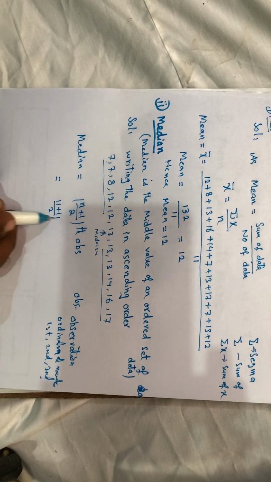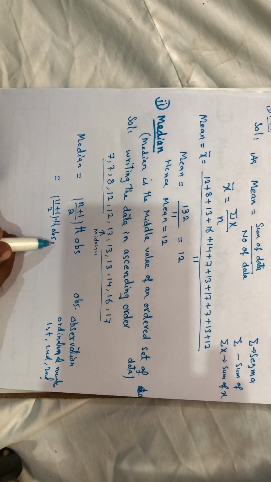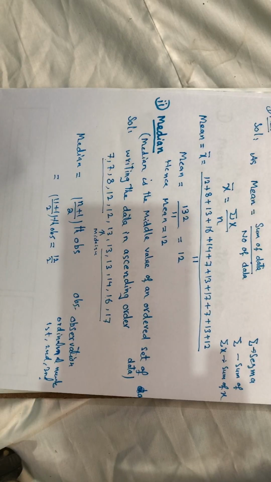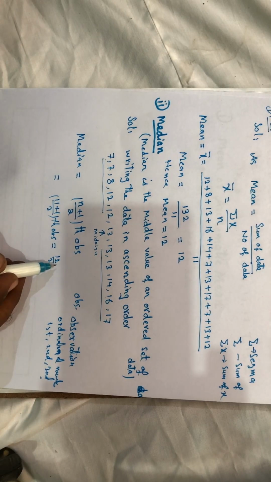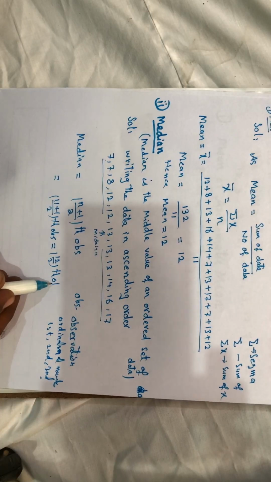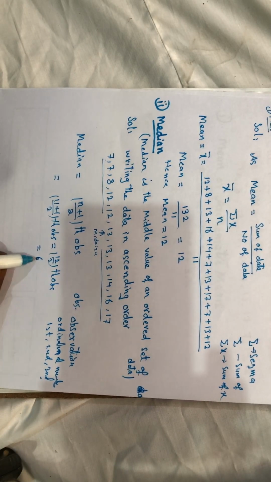We can say n plus 1, it means 11 plus 1, divided by 2. This is the formula, because we divide the data into 2 equal parts, and we know here n is 11. 11 plus 1 comes 12. 12 divided by 2, 2 sixes are 12, so the sixth observation is our median.